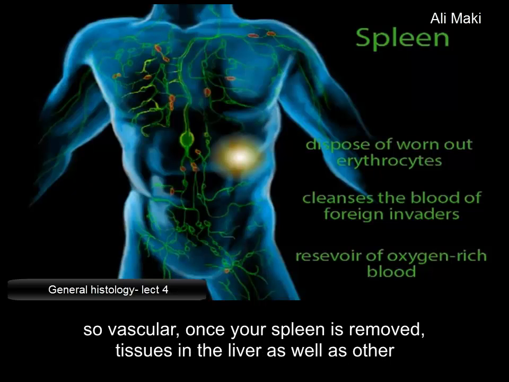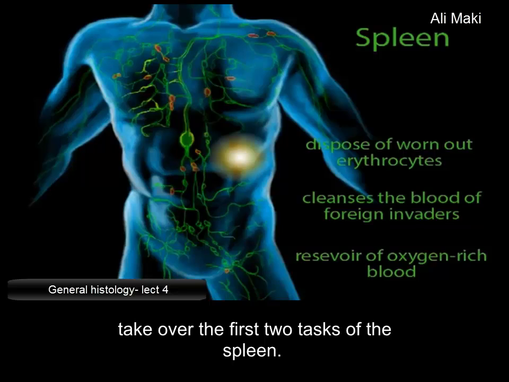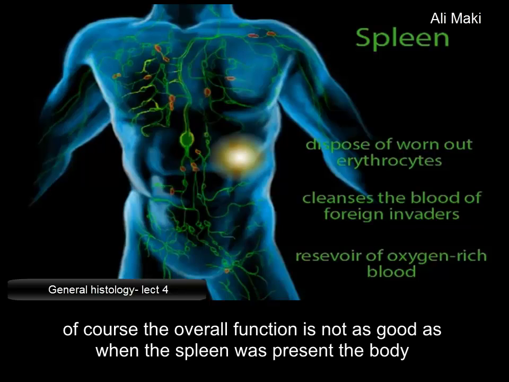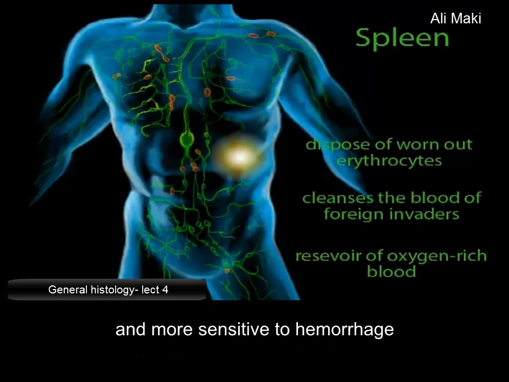Once your spleen is removed, tissues in the liver as well as other lymphatic tissues in the body take over the first two tasks of the spleen. Of course, the overall function is not as good as when the spleen was present in the body. As a result, people who have their spleens removed are more susceptible to infections and more sensitive to hemorrhage.